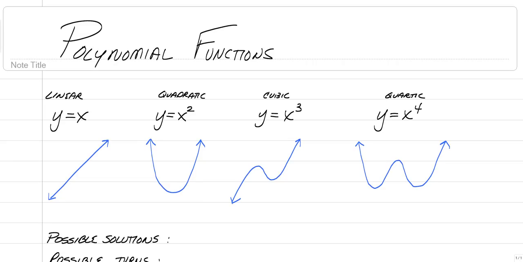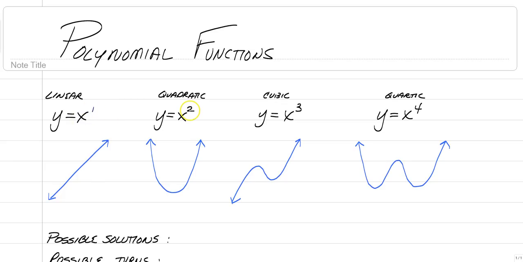So we're going to talk about different types of graphs. A lot of it is based on their exponent, also known as their degree. So this one is a linear function. It's x to the first power. The degree of the exponent is 1.